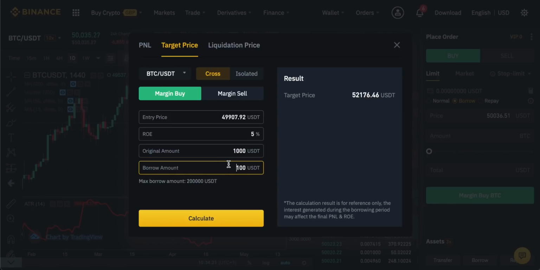If we change the borrow amount to a crazy amount like 50,000 right here and calculate, we only need a tiny price movement to have a massive effect on our overall position.